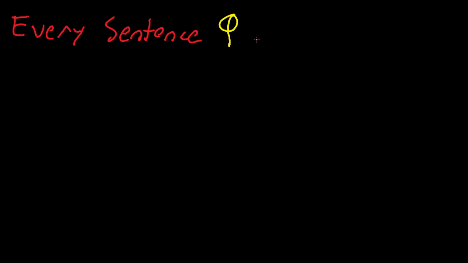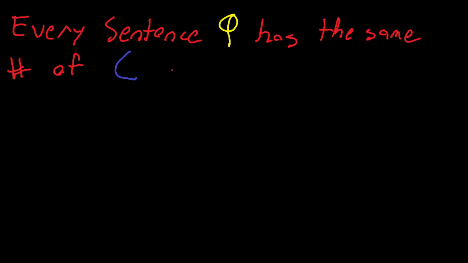So let's work with basically this statement. I'll write the statement up here, and we'll give a brief proof of it in order to demonstrate the inductive way that you prove statements about sentences. So, every sentence phi has the same number of open parentheses and close parentheses.